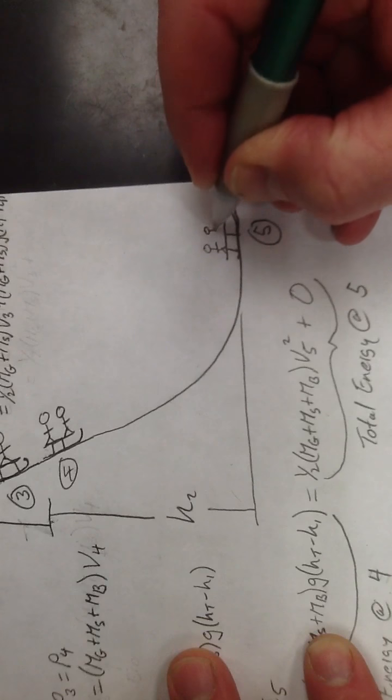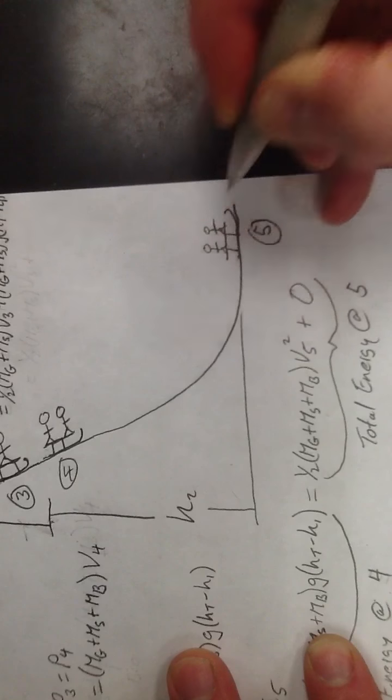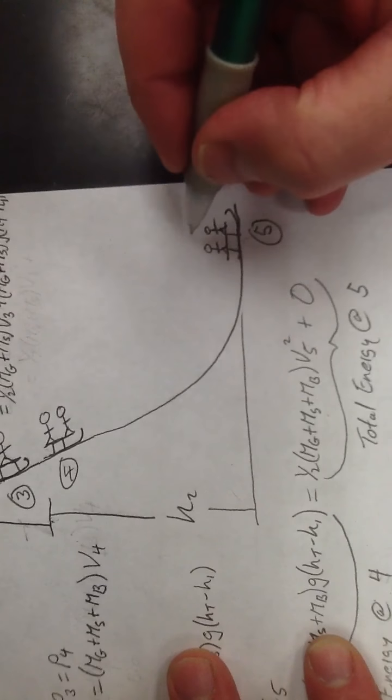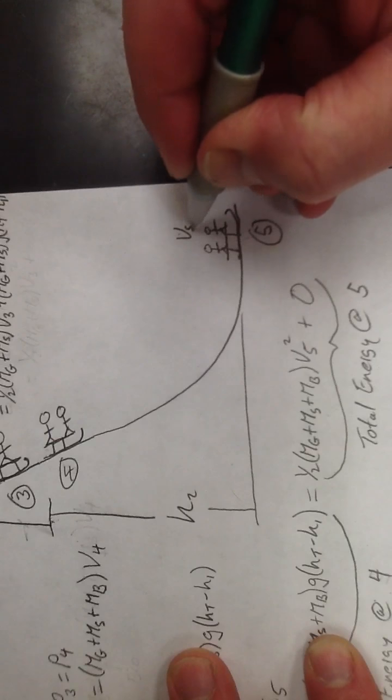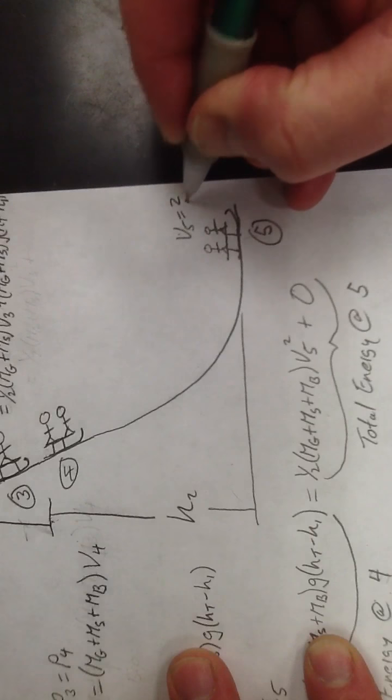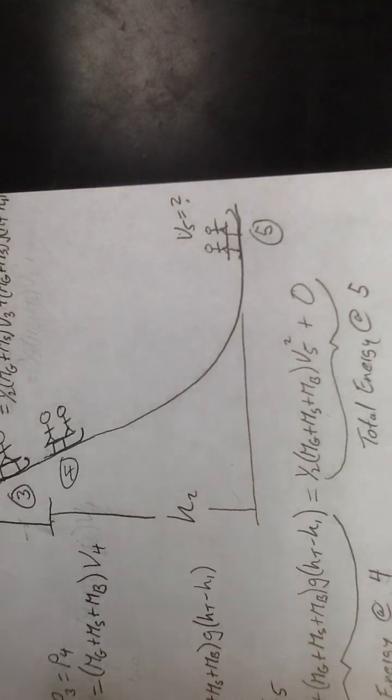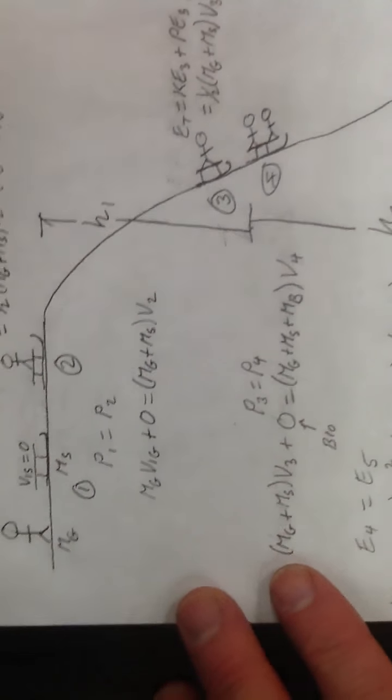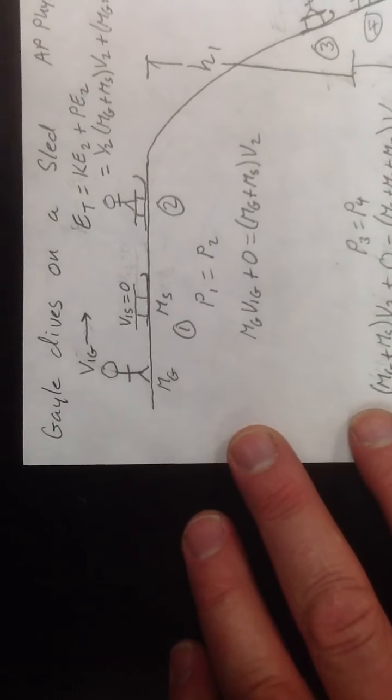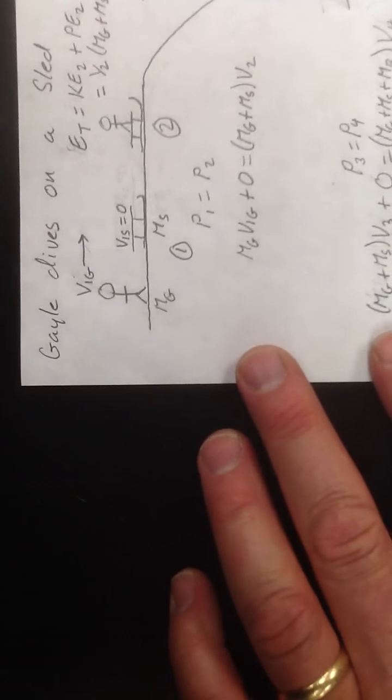And ultimately speaking, what we want to do is find the velocity of the two kids when they get to the bottom of the hill. Okay, now we have many different events going on here. As a matter of fact, I've labeled them 1 through 5 events. And if you make a mistake in any one of these events, you won't get the problem correct.